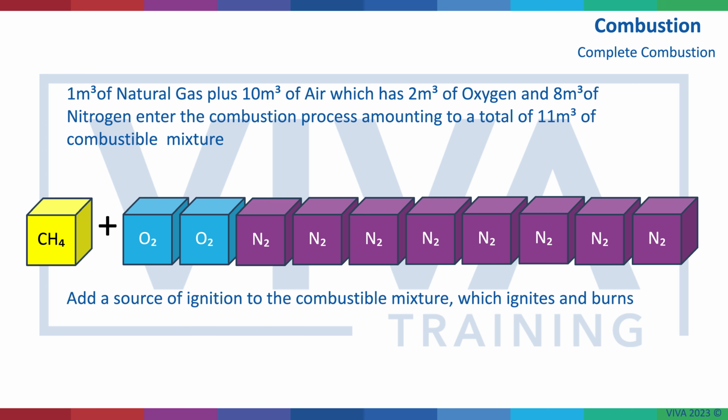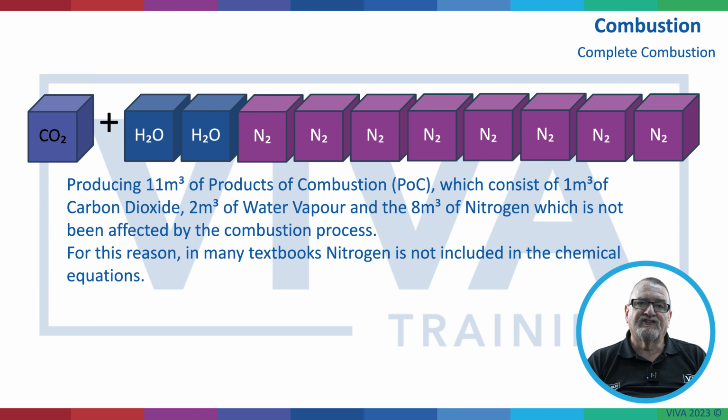So what we've got is 11 cubic metres in total: the fuel, the oxygen and the nitrogen not used. And coming out the other end, we should have 11 cubic metres of products of combustion. So we've ignited it, and then we've got the CO2 and the water vapour, 1 cubic metre, 2 cubic metres, and as I said earlier, the nitrogen goes through totally unchanged, so it's not affecting the process of combustion.